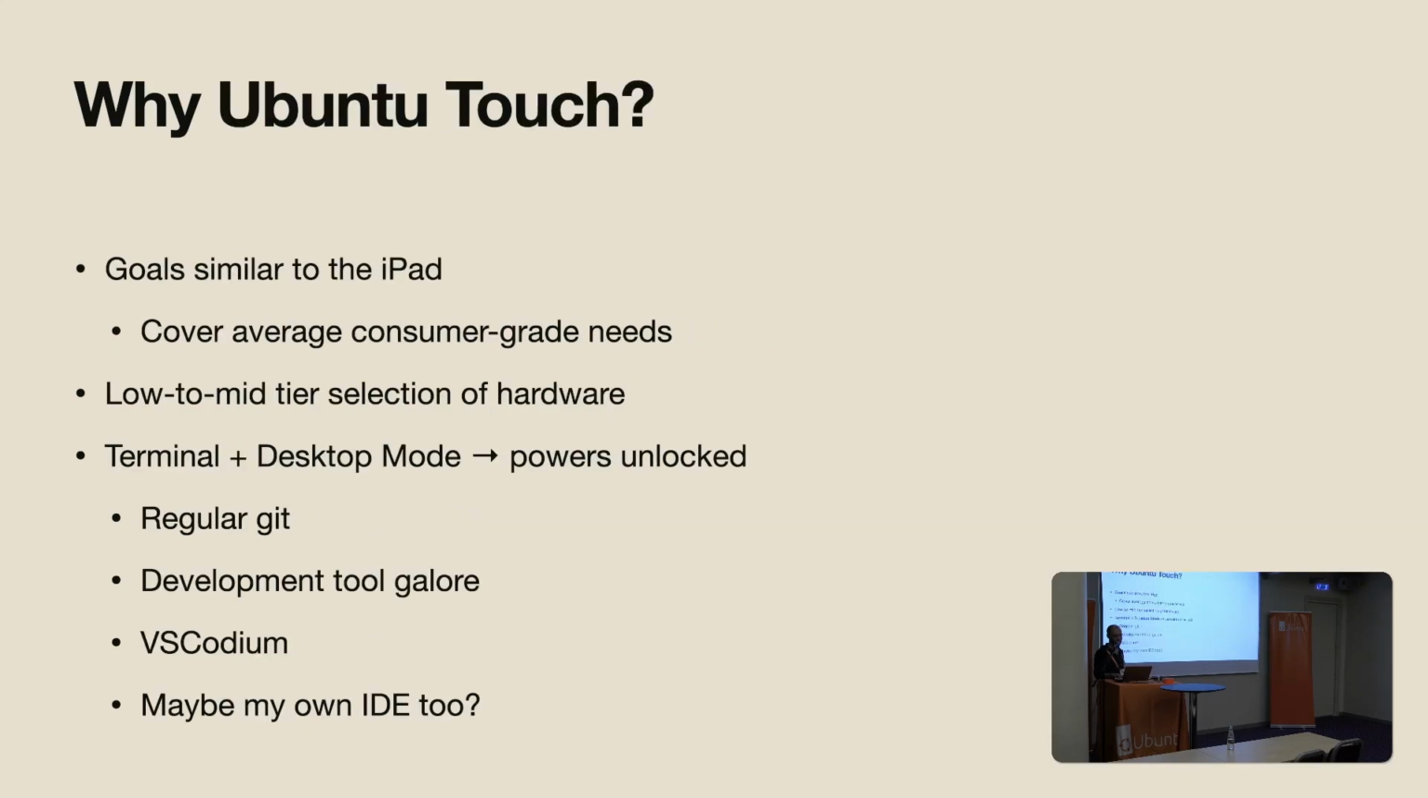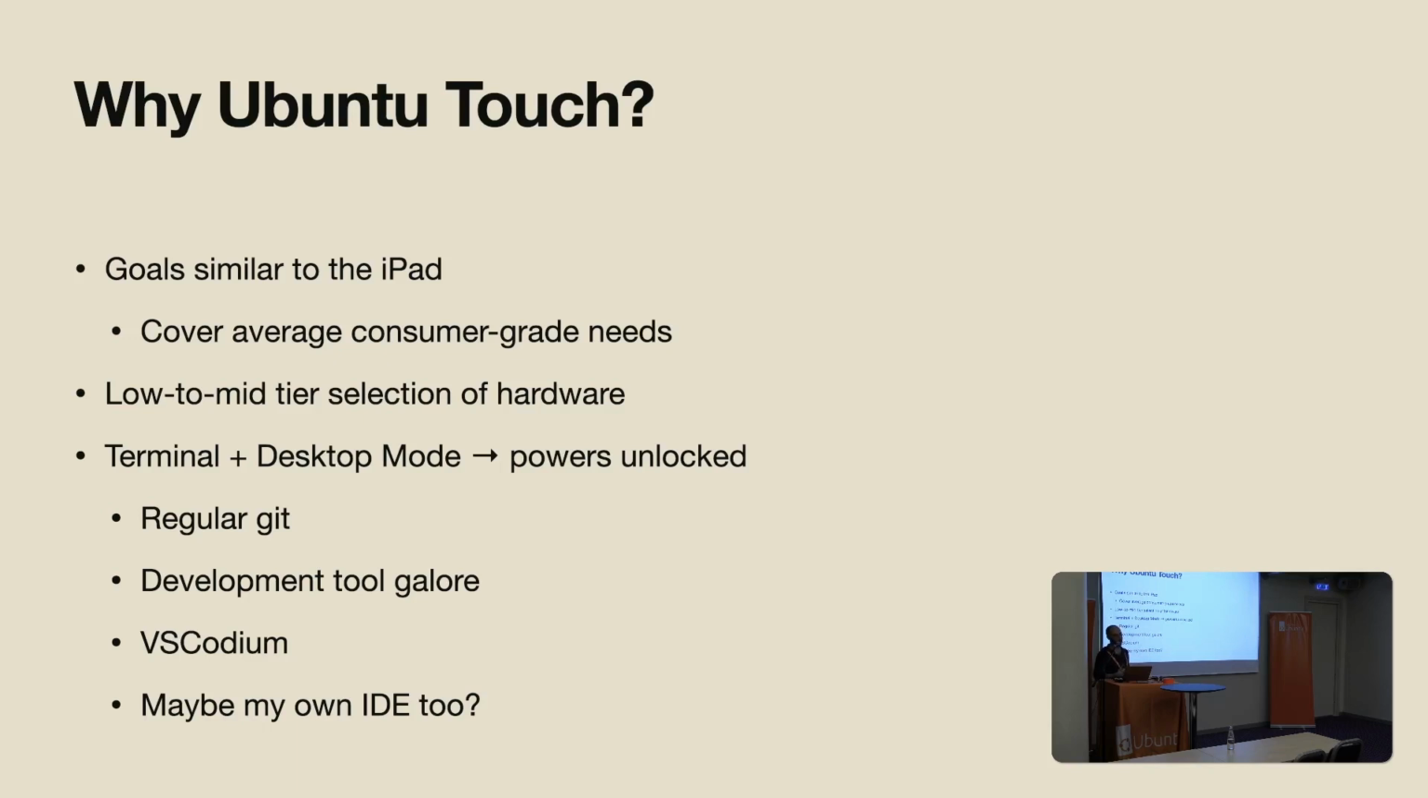But how do we compare with that? Why Ubuntu Touch, for example? And the goals are similar to the iPad. We want to cover average consumer-grade needs first and foremost, using similar things that happen to be similar between an iPad and an Ubuntu Touch device: read-only file system, confinement rules that don't allow an application to break out of the environment that the system has set up for it.